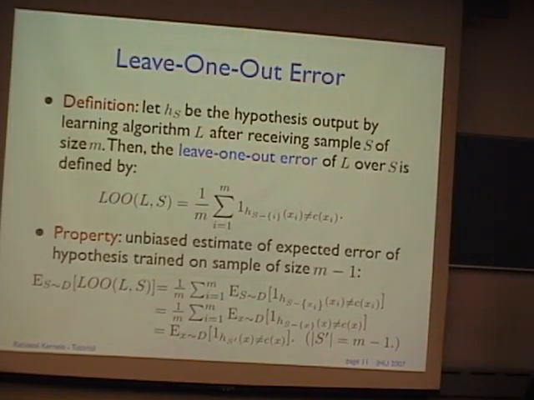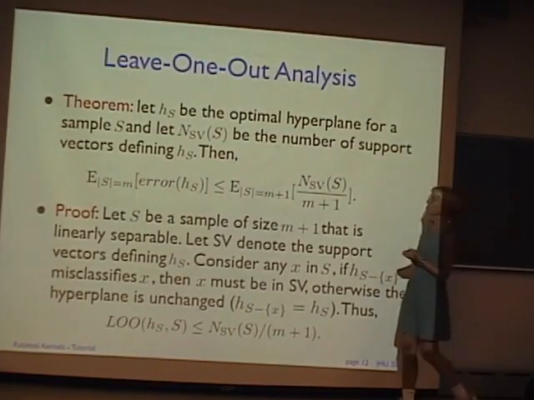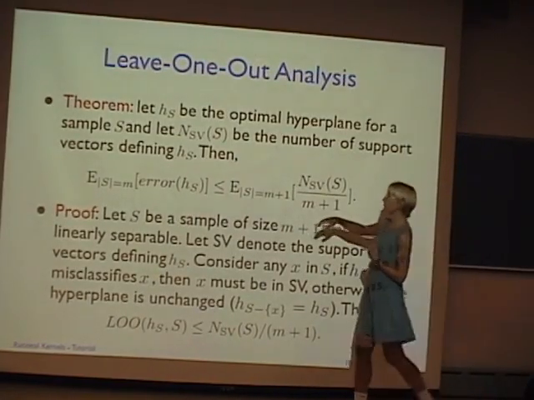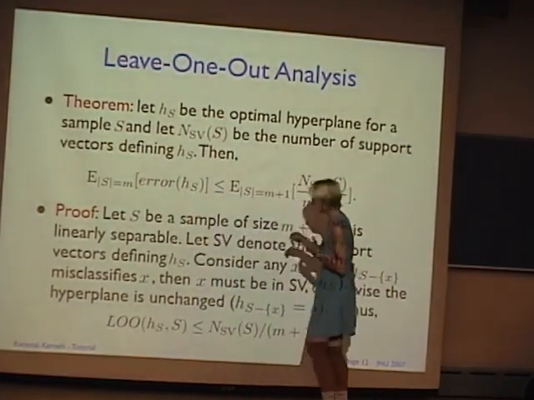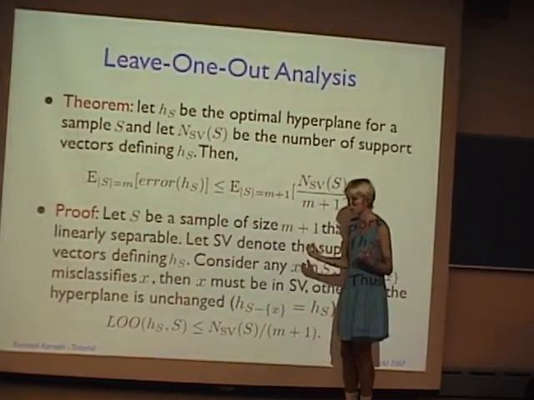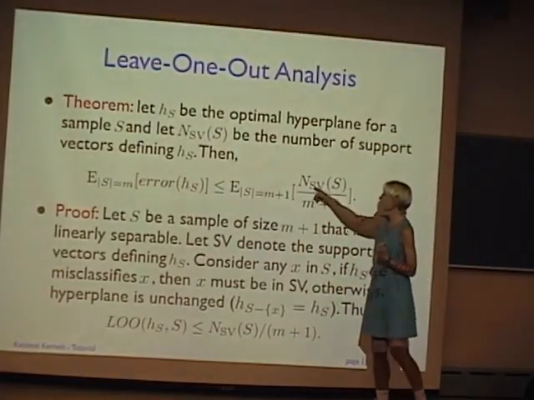So how does that go then for support vector machines? Well, here we get to that the expected error for something that's trained on M points is the leave one out error for something that's trained on M+1 points. And look here at what I put in, the number of support vectors.